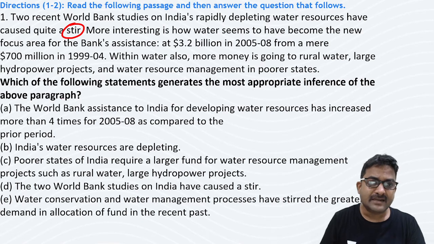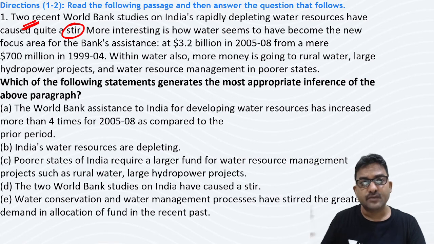Now, the particular statement says there are two recent World Bank studies. So, two recent World Bank studies can be prioritized. Now, the next sentence says more interesting is how water seems to have become the new focus area of the bank's assistance. Now, the World Bank is more focused on water management, as the example says. The first part says from 1994 to 2008, the money allocated to this particular category has increased. So the first study says that money allocated has increased.